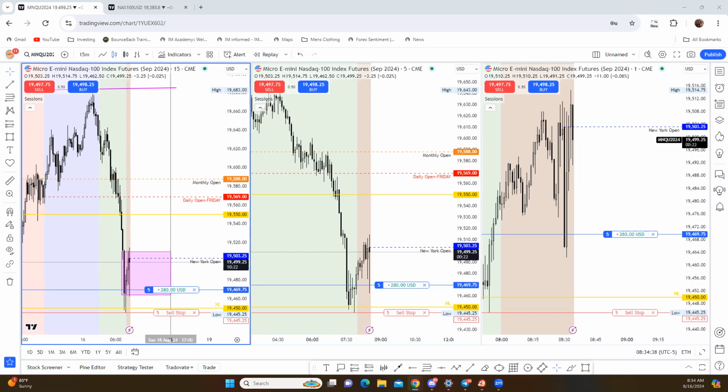So not really seeing the strength yet. Like you want to see that 5-minute close above New York Open if this is gonna be a bullish setup, I believe. At least a daily open. So 12 seconds here and we'll see where we close.